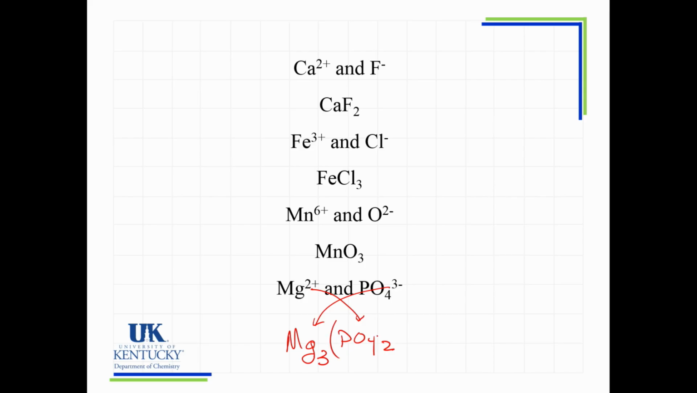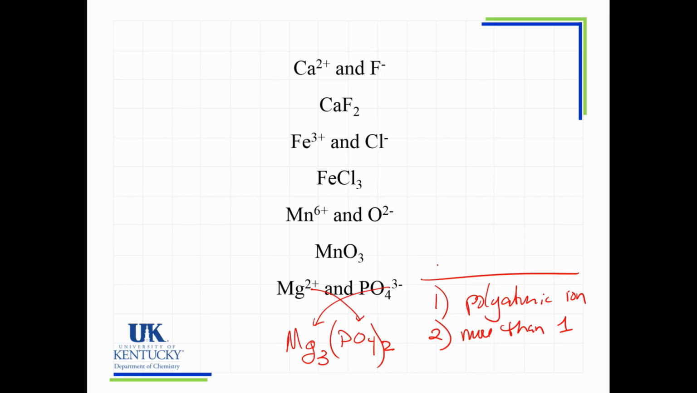When there's a polyatomic ion, and when there's more than one of them, you have to put parentheses around it. Let me say those 2 criteria. Okay? When there is a polyatomic ion, and when you have more than one, you use parentheses around it.